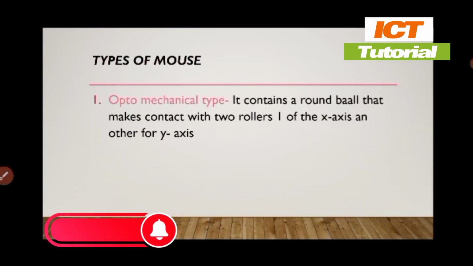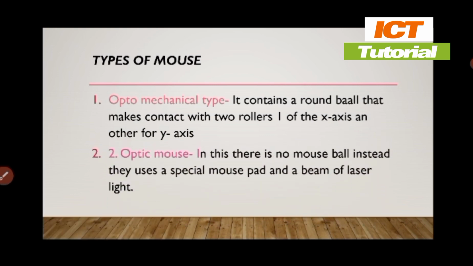We have different types of mouse. We have the optomechanical type. On this type of mouse, it contains a roller that makes contact with 2 rollers, one on the x-axis and the other on the y-axis.